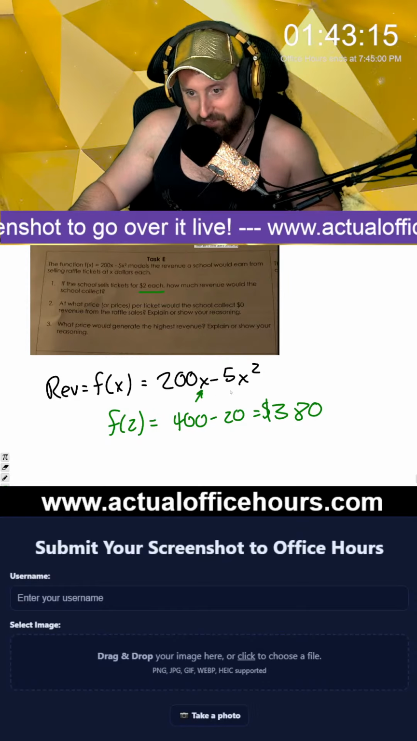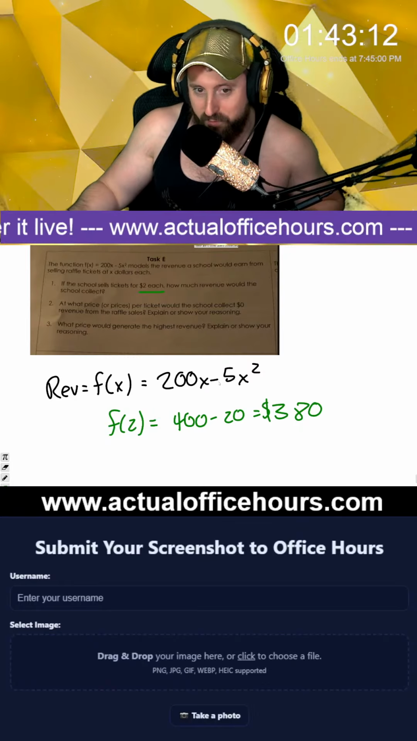Nice. That's cool. At what price per ticket would the school collect $0? Well, that would happen if the ticket price was also $0, right? That's what we call the trivial solution.